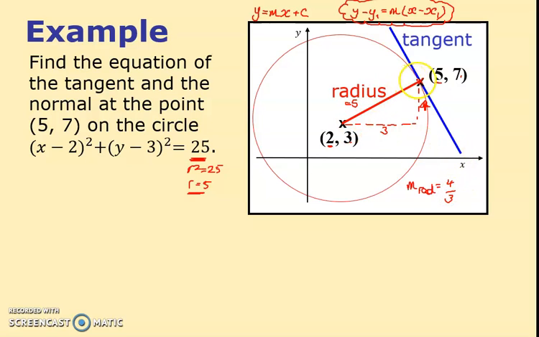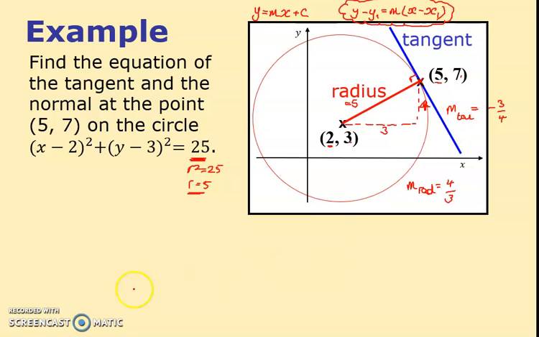Now that's my gradient of that line. And what's my gradient of my tangent? Now you should know that to get the gradient of the tangent, it's the negative reciprocal, because these two things are at right angles to each other. So the gradient of the tangent, flip it upside down and make it a negative, so it's minus 3/4.